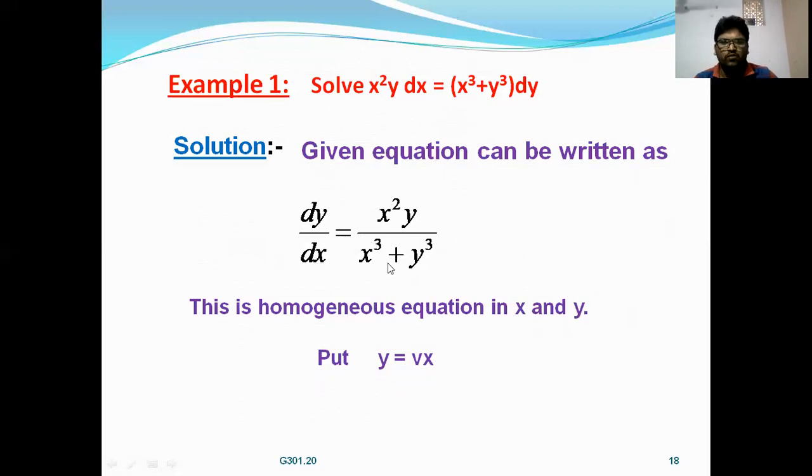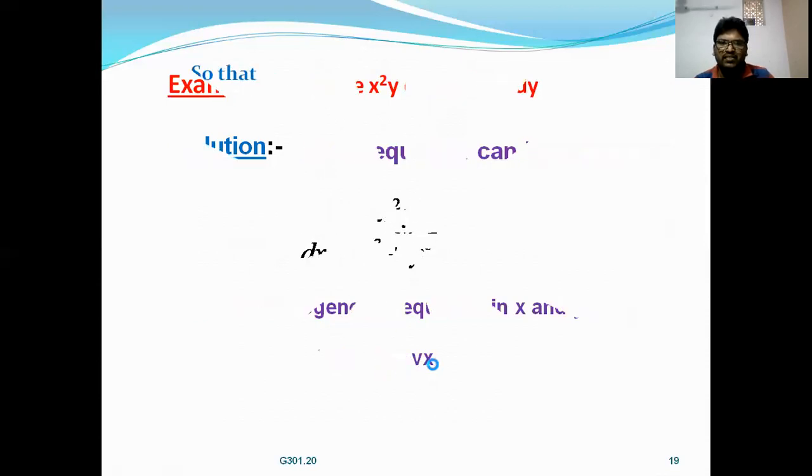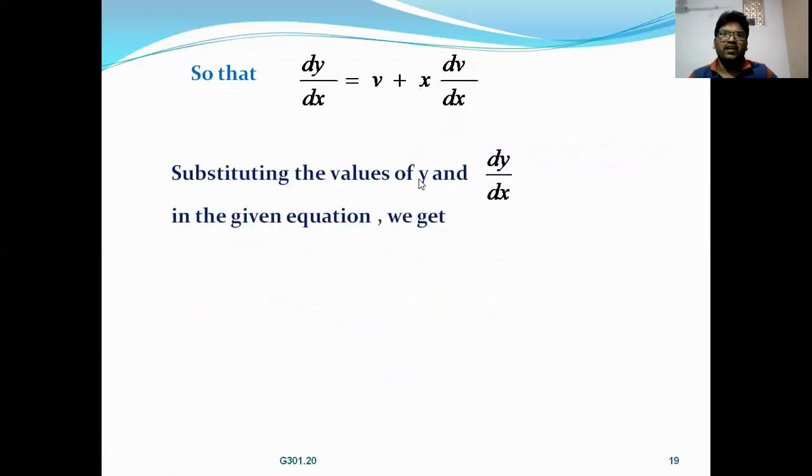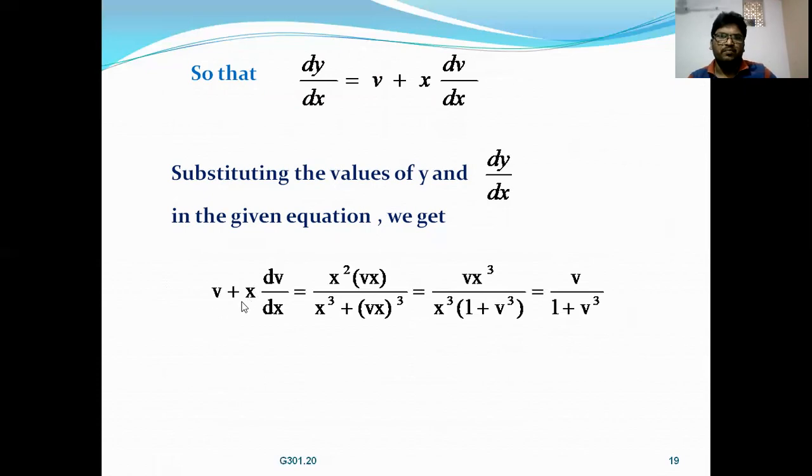If this is a homogeneous function, is it clear? Then you have to put y value vx in this equation. So we are putting y is equal to vx. Then we differentiate: the derivative of y is dy by dx, and on the right side, using the product rule, you will get v plus x dv by dx. So substituting the values of y and dy by dx in the given equation, we will get v plus x dv by dx is equal to x square.